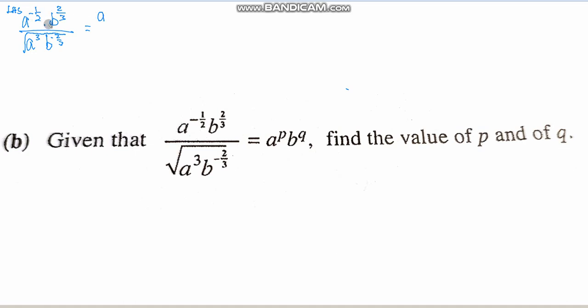Okay, now first of all, look at the numerator. Can you combine that? You couldn't. Why? Because the bases are different. So just write it first. Now let's simplify the denominator. Now this square root is applied across these two terms together. So actually I can rewrite this as a to the 3, b to the minus 2/3.